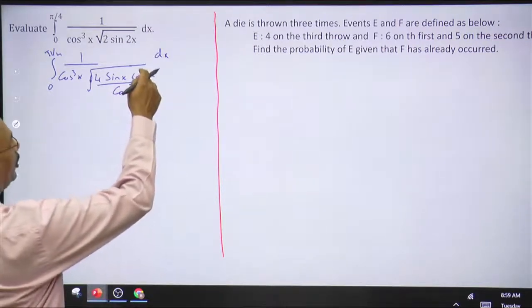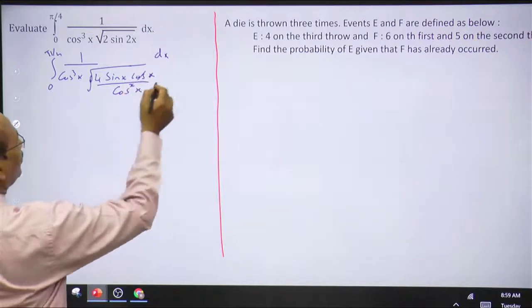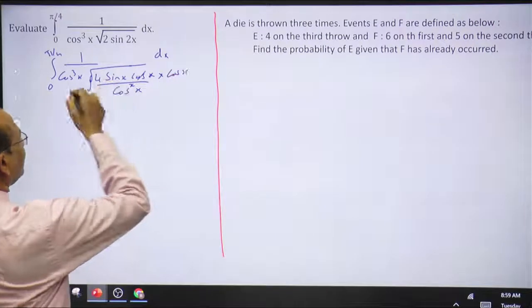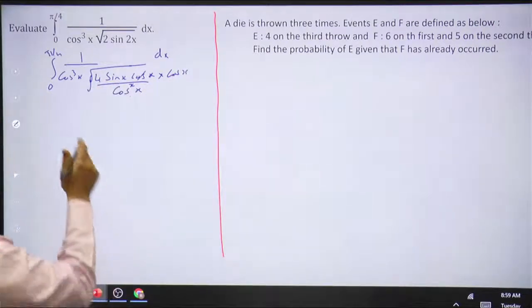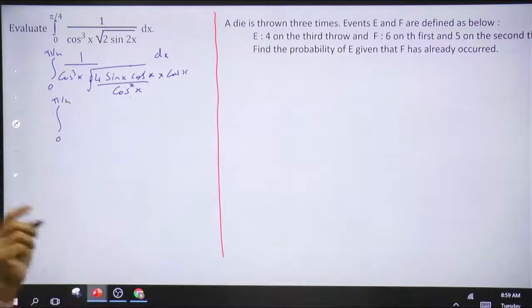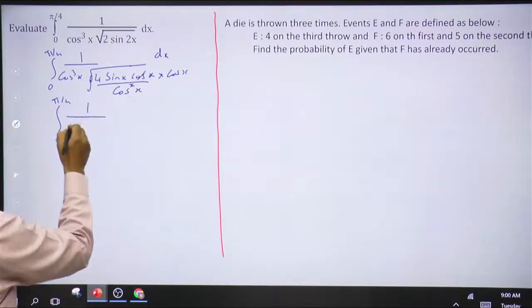So what happens now? Cos x and 1 cos x gets cancelled in this case. I am dividing by cos square and I will multiply by cos x, correct? Because it is nothing but inside the root. What eventually happens, it will be 0 to pi by 4. You might ask me, so why you did this? I will come to that point once the idea is clear. So this will become 1 upon cos 4x.